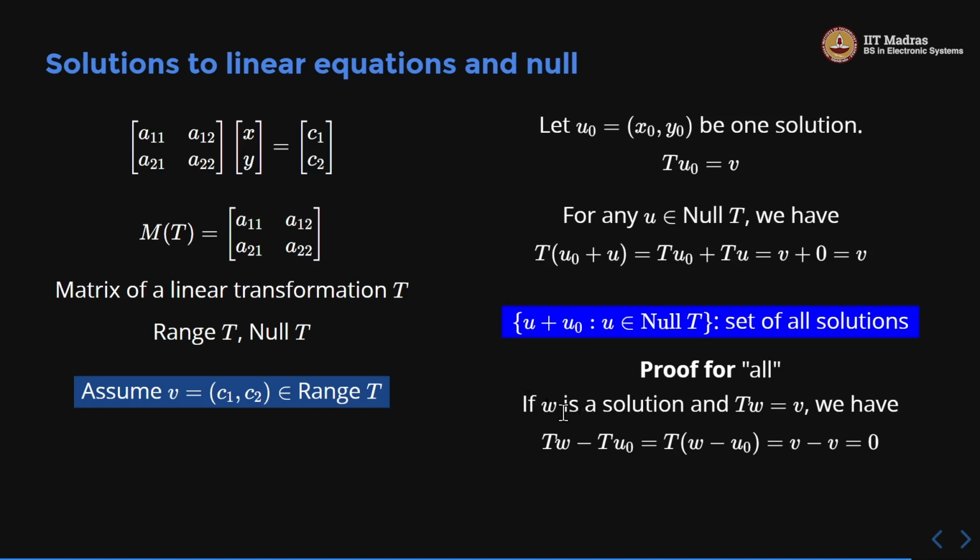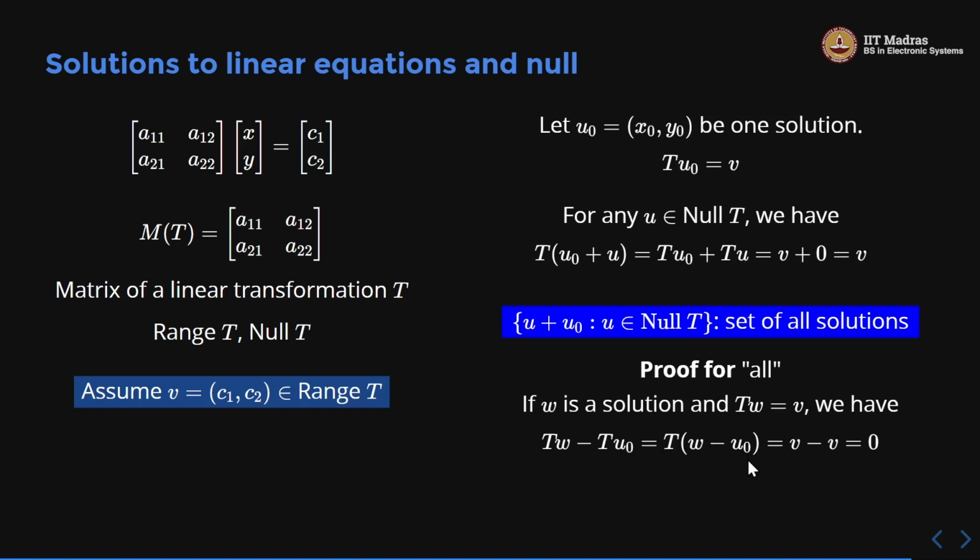Suppose somebody gives you another solution W. U0 is one solution. If somebody gives you any other solution W, TW is V. Notice what happens here: if you do TW minus TU0, you get T times (W minus U0), which is 0. Which means what? W minus U0 is in the null space. So if W is another solution and U0 is one solution, W minus U0 is in the null space of T.